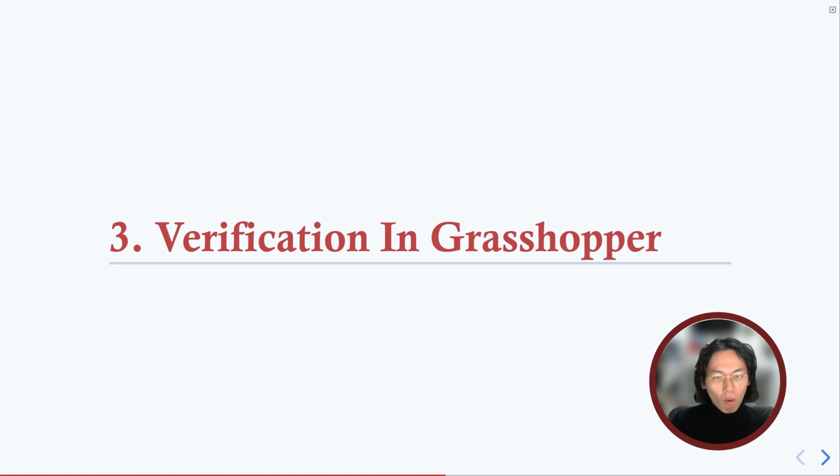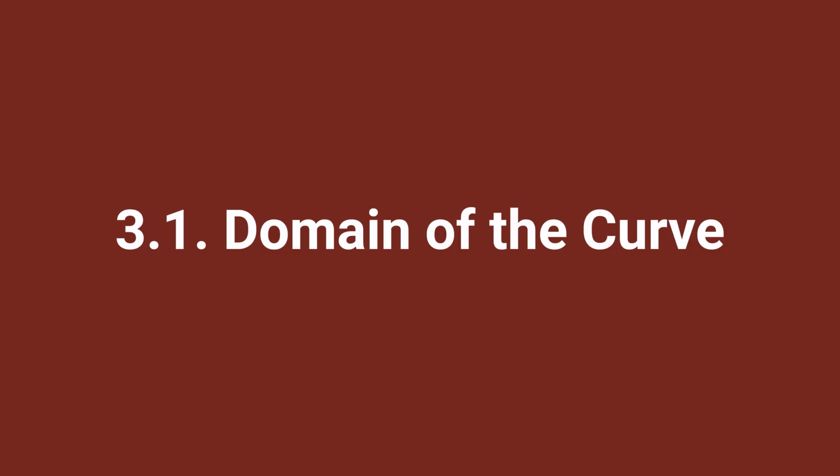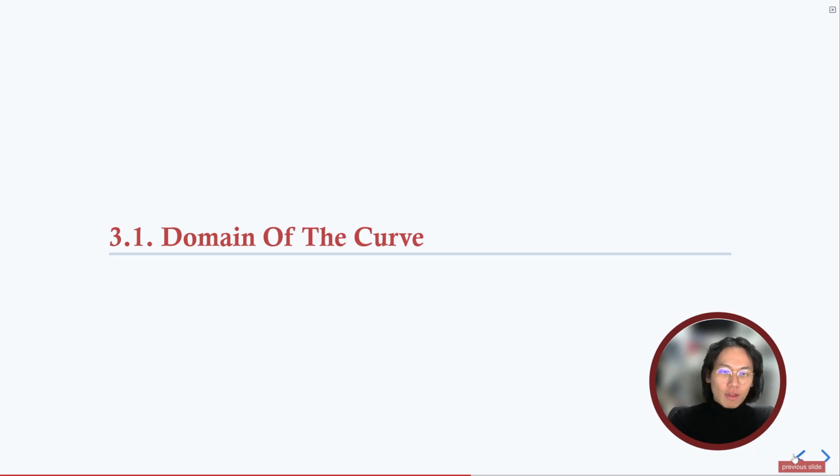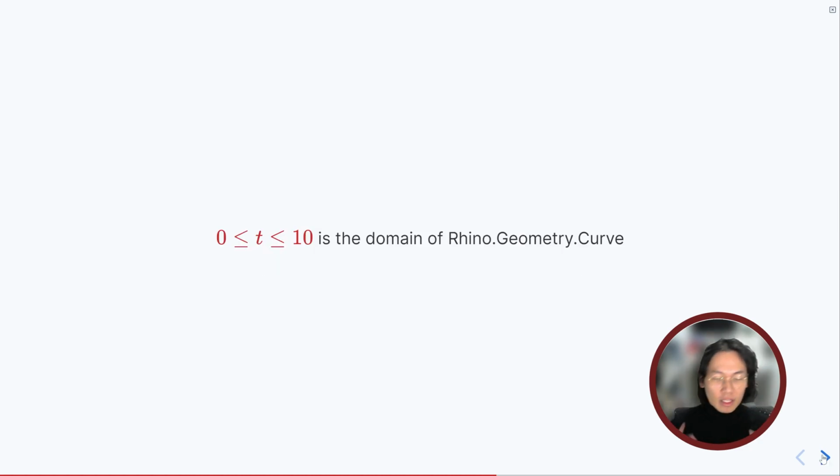Now we wrap up all the things and verify in Grasshopper. I draw a curve, a helix like this, in Grasshopper. First of all, we have to think of the domain of this curve. As you notice, the curve ranges from 0 to 10. But I have to tell you that this is the domain in Rhino and Grasshopper, not the domain of mathematical space. That being said, t greater than 0 and lower than 10 is the domain of the Rhino geometry curve, not the domain of the mathematical object of the helix.